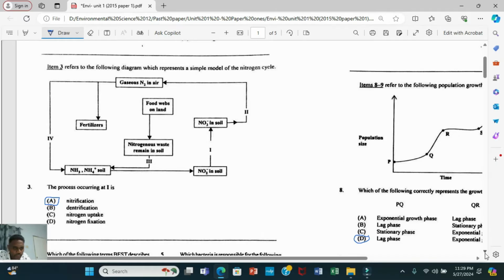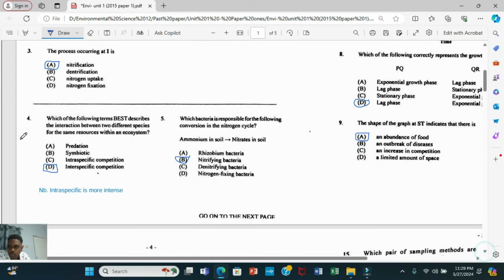Number 4, which of the following terms best describes the interaction between two different species for the same resources within an ecosystem? And that would be interspecific. Now, on the opposite, if those species were of the same species, then that would be intraspecific. All right.